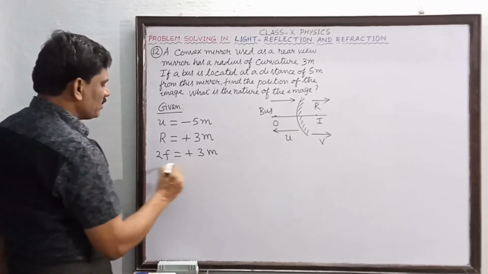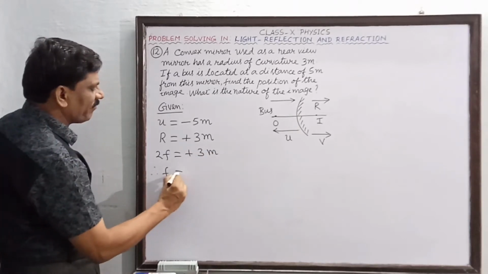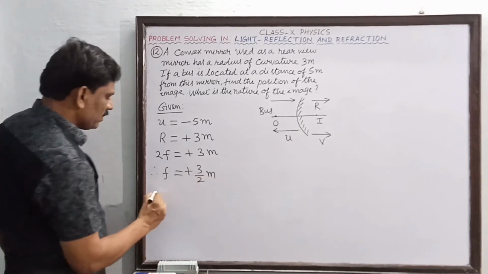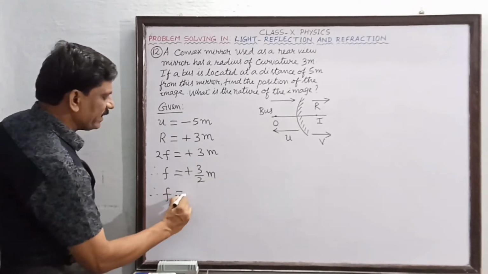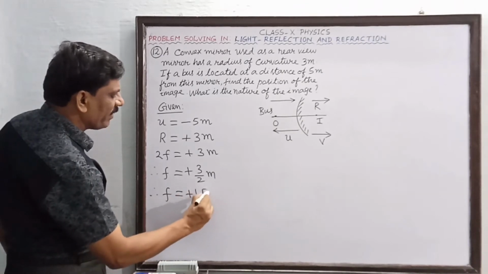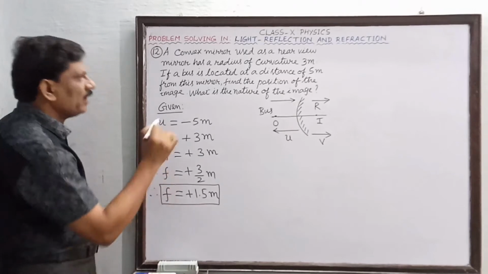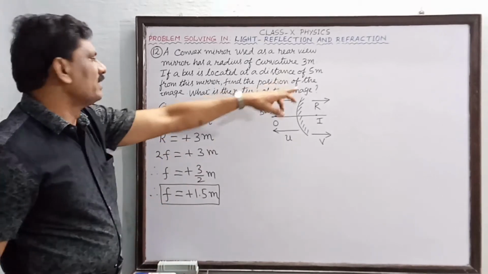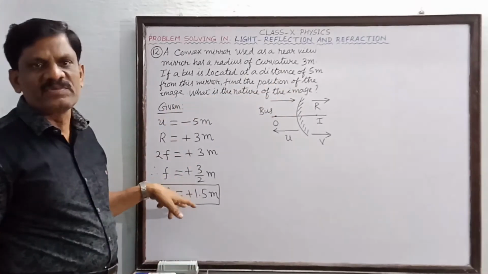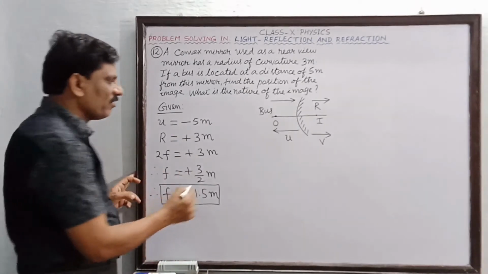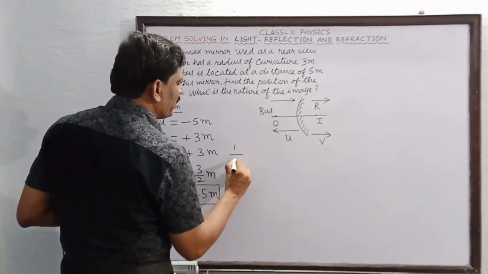Therefore, what is the focal length? F is equal to plus 3 by 2 meter. Therefore, focal length F is equal to plus 1.5 meter. Now what is asked here is to find the position of the image. Image distance we have to find out, students. So U is given, F is found, therefore V we have to find out from the mirror equation.